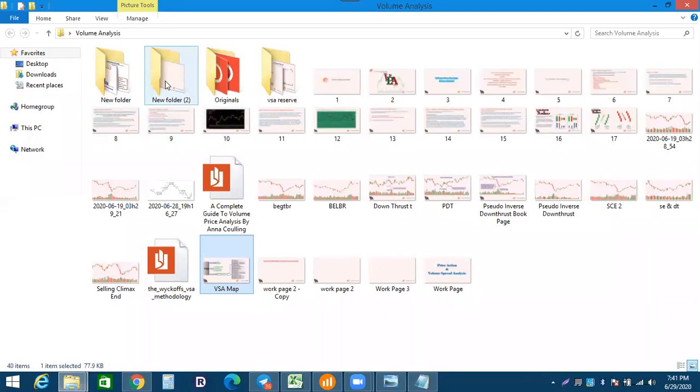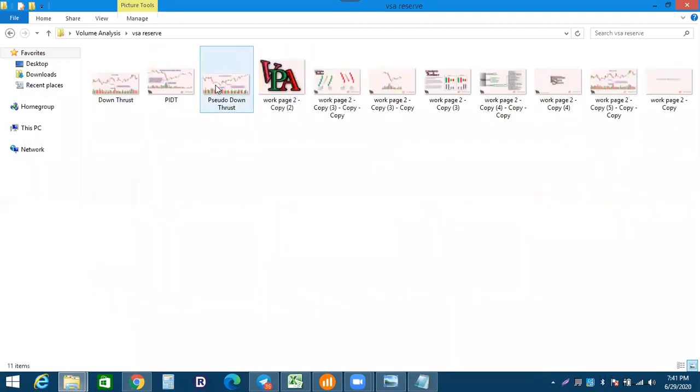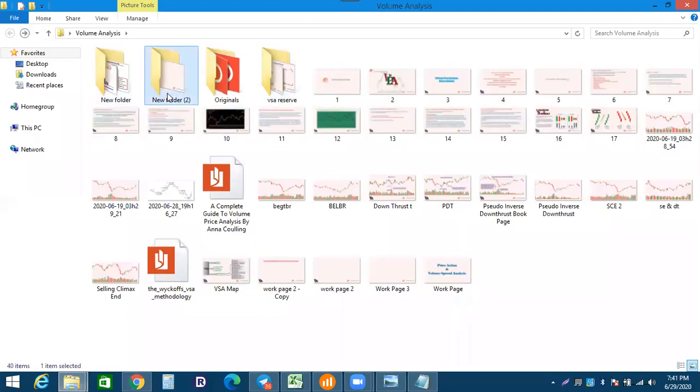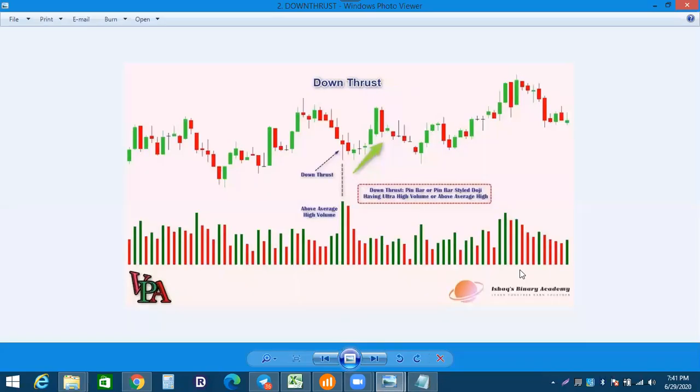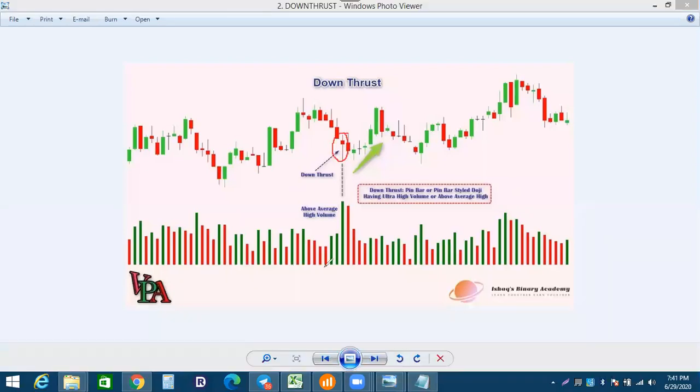There are some more examples I created that I want to show you. That is a down thrust candle. This type of candle you will find, and volume is ultra high compared to previous bars. When the candlestick reaches the support level, it will change direction.